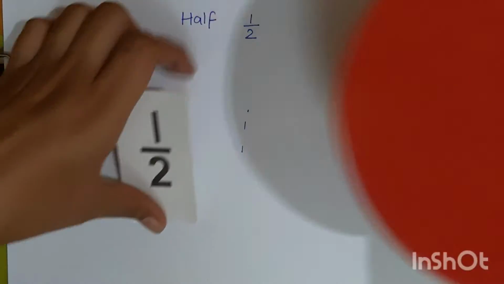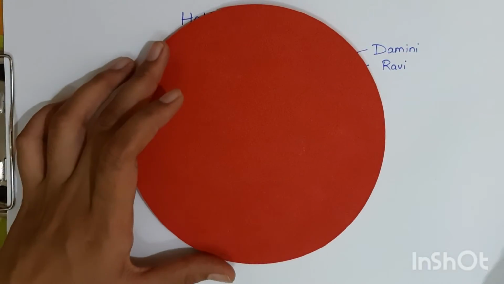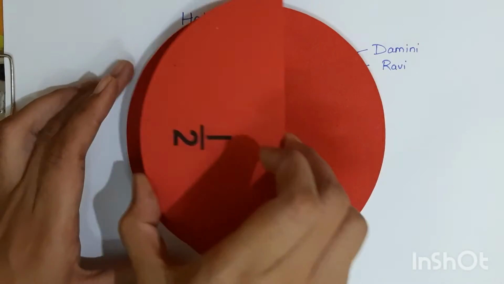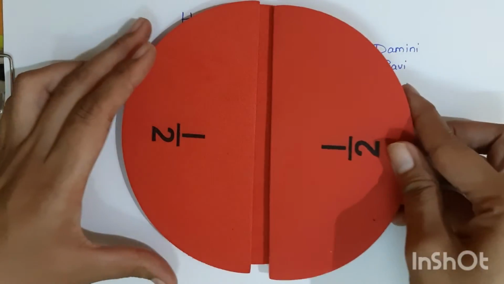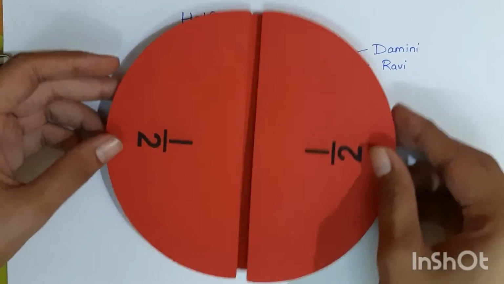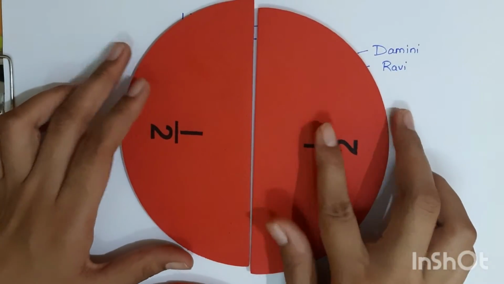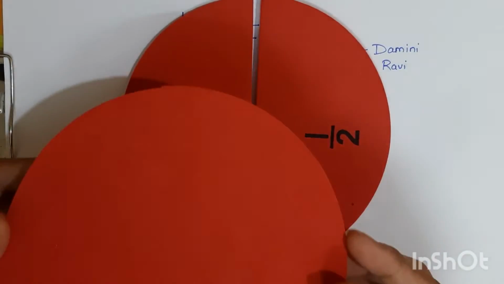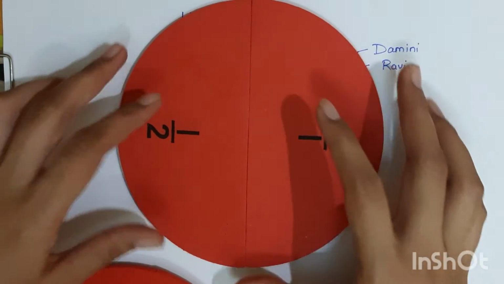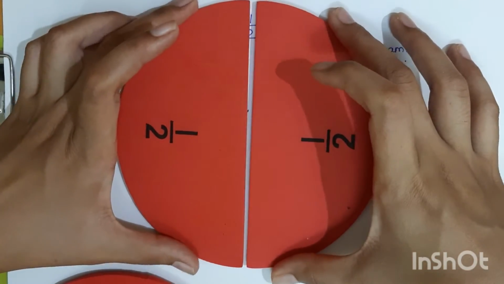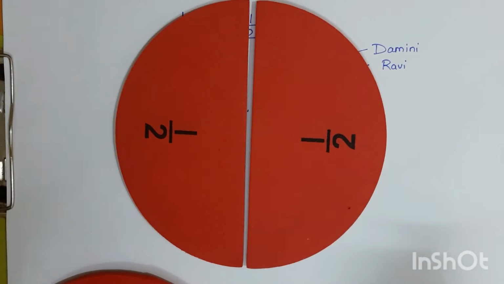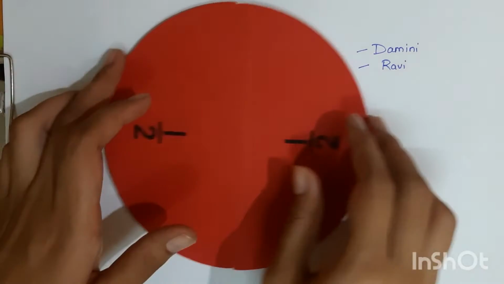Let's see if this is our pizza. We can actually cut this into two equal halves. Yes, for Damini and Ravi, we can cut this pizza into two equal halves. So both of them get equal chocolate or equal pizza. I hope you understood the topic of half.